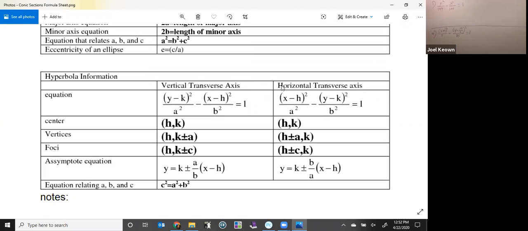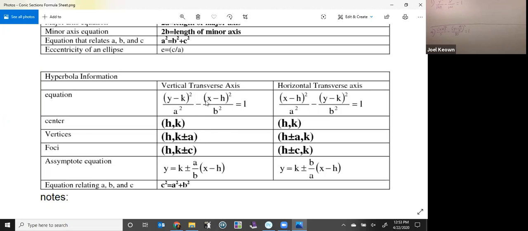The difference with hyperbola is that a no longer has to be bigger than b. A can sometimes be smaller than b, or even the same number. Okay, so that whole thing about a having to be larger than b only applies to ellipses, not hyperbola.